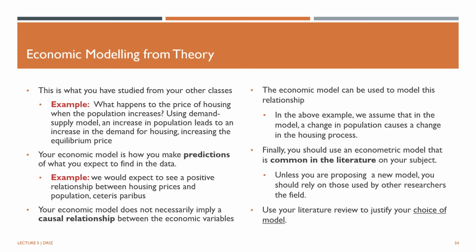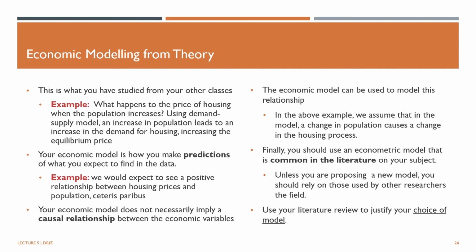Once we have established which theory or which theoretical framework our research is based on, we need to build the economic modeling from theory. As seen from the previous example, we need to come up with a mathematical model, then the econometric or empirical model, and finally, after tweaks and trial and error, our regression model. How to do this part is essentially what you have studied in most of your economic or accounting or finance classes. For instance, if you want to know what happens to the price of housing when the population increases, you may use the demand-supply model, where we know that an increase in population leads to an increase in the demand for housing and hence increasing the equilibrium price.